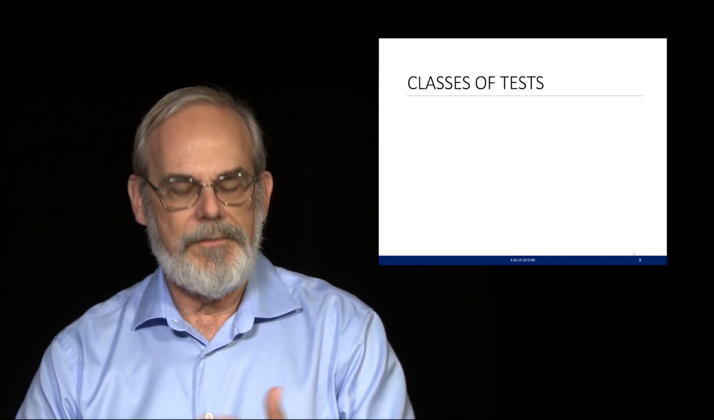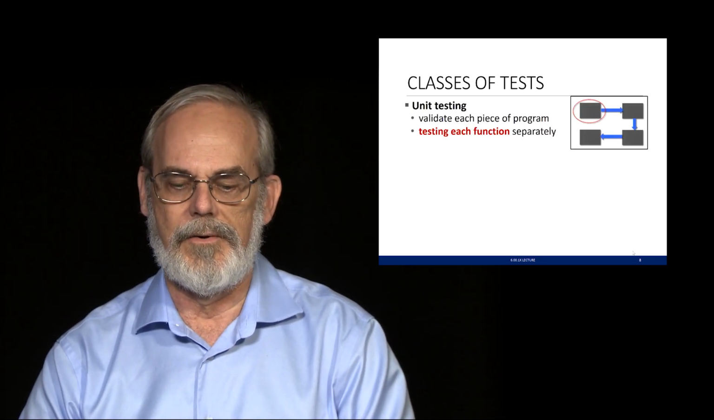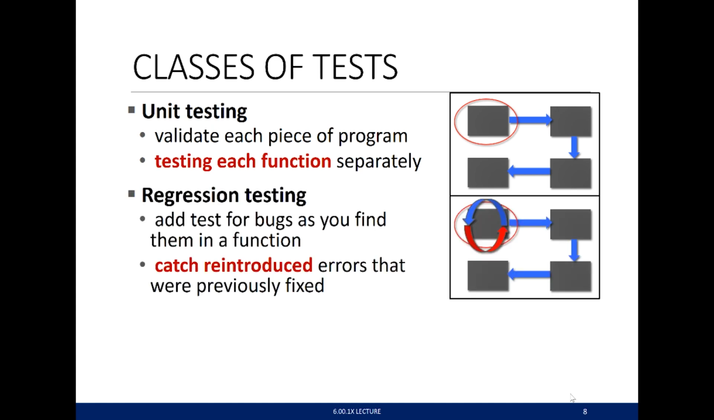Having put that together, there's a set of tests that you want to run, and those fall into two different categories. The first one is what we call unit testing. That is, take each module, each function in your collection, and test it. Validate it to make sure that it's doing the right thing, doing it properly. Test each function separately. Once you've done that, what you want to do as well is go back and retest.